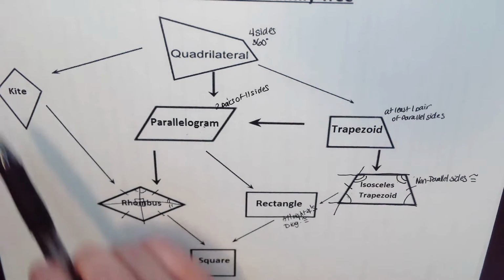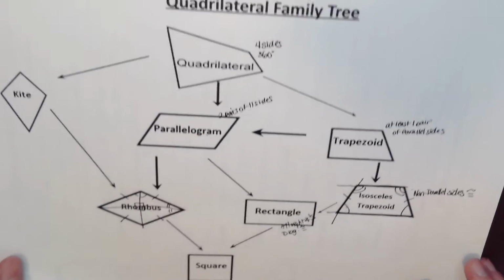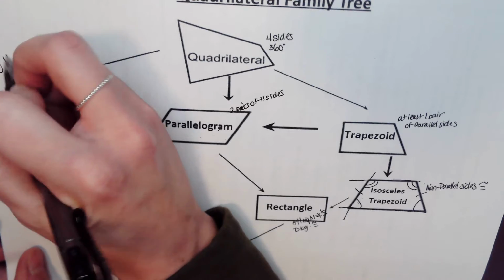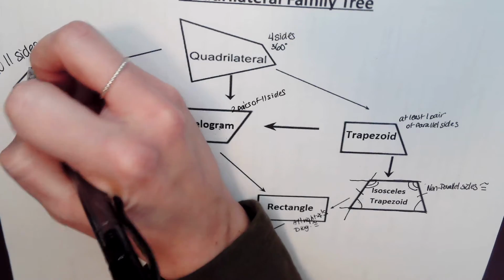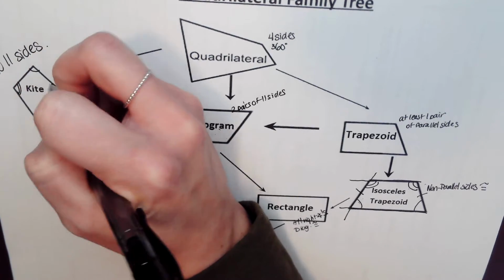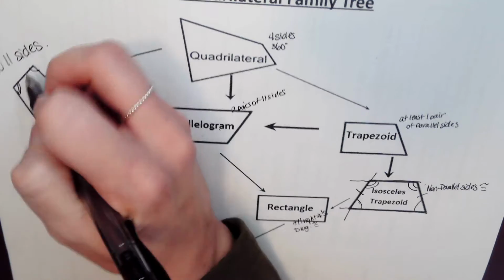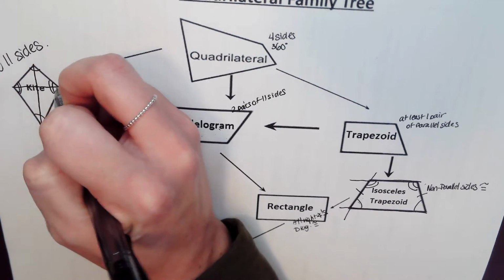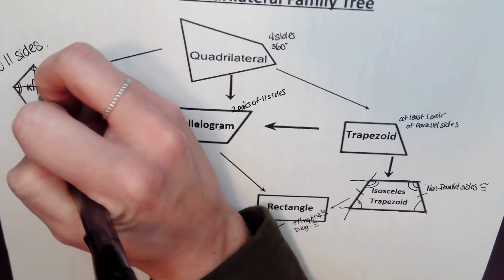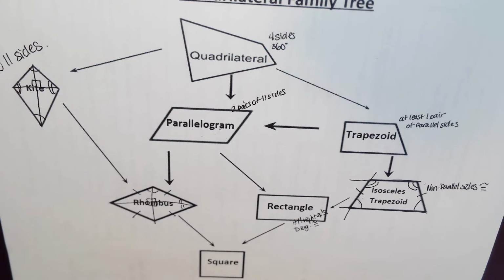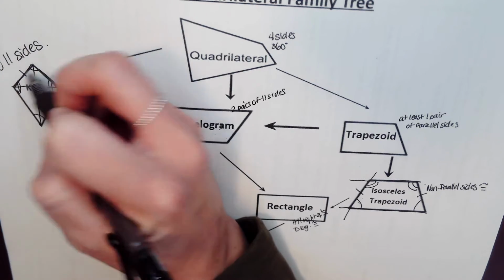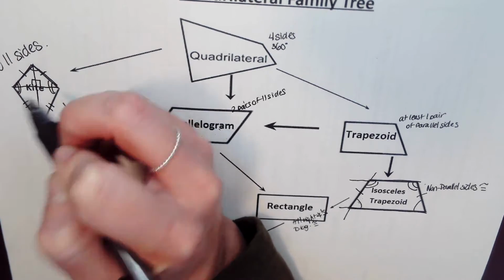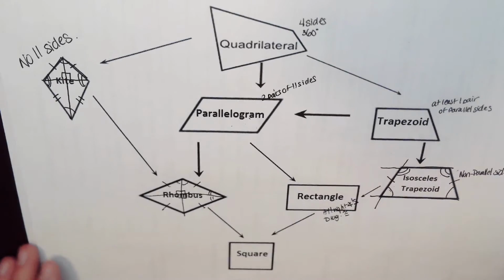And the last one we didn't talk about was your kite. So your kite has no parallel sides. And your opposite angles will be congruent in a kite. Your diagonals will be perpendicular, just like in your rhombus. These will be perpendicular, they'll form right angles. And you will have 2 pairs of adjacent sides that are congruent. So these two are congruent, and adjacent just means next to each other. Okay, so no parallel sides.